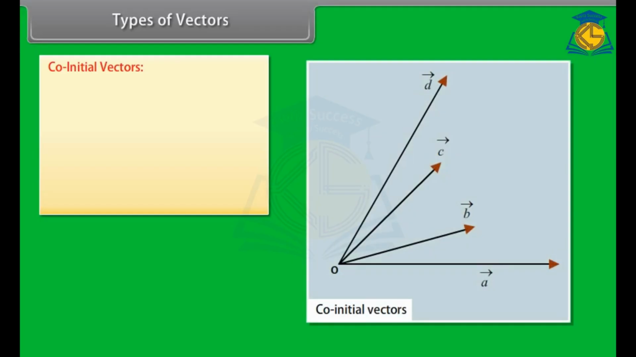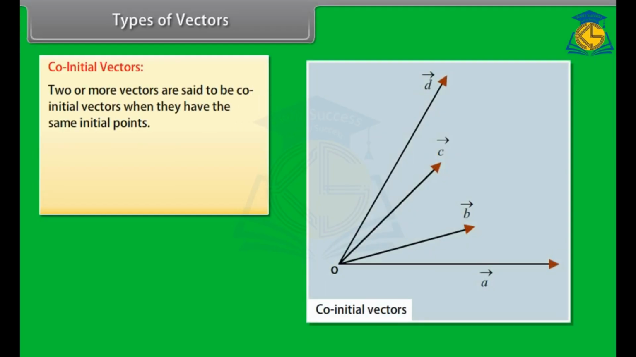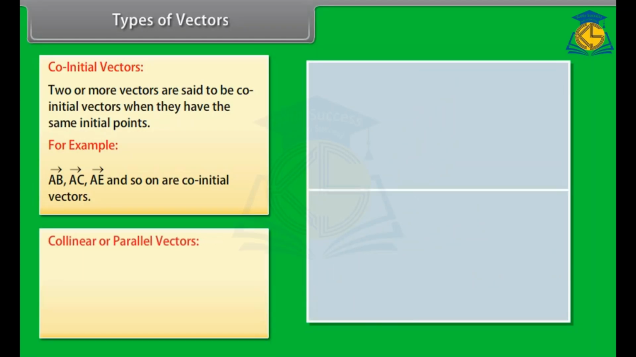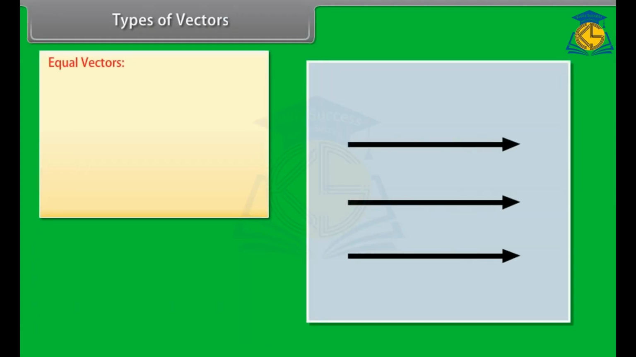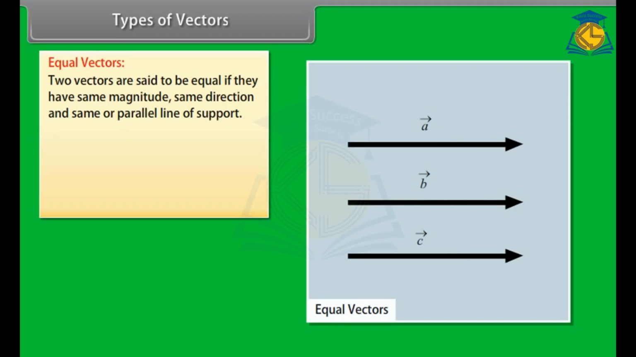Co-initial vectors. Two or more vectors are said to be co-initial vectors when they have the same initial point. For example, vectors AB, AC, AE, and so on are co-initial vectors. Collinear or parallel vectors. Two or more vectors are said to be collinear or parallel when they are parallel to the same line, irrespective of their magnitude and direction. Equal vectors. Two vectors are said to be equal if they have the same magnitude, same direction, and the same or parallel line of support.